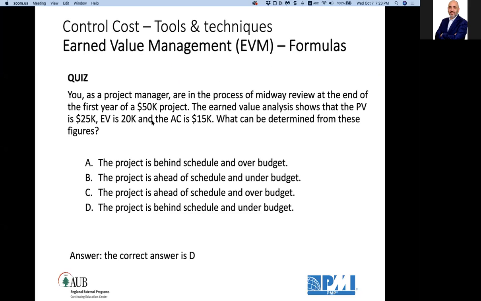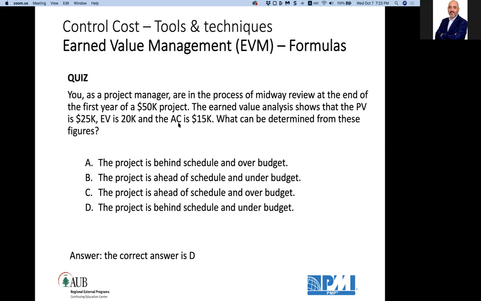Again, this is how I should think about answering this question. I should have worked 25,000 worth, because the project is 50,000 and I'm midway at 50%, so the planned value is half of 50,000, which is 25,000. But the work I've done, I've earned 20k out of the 25, so I'm already behind schedule. Which answers are behind schedule? Either A or D.